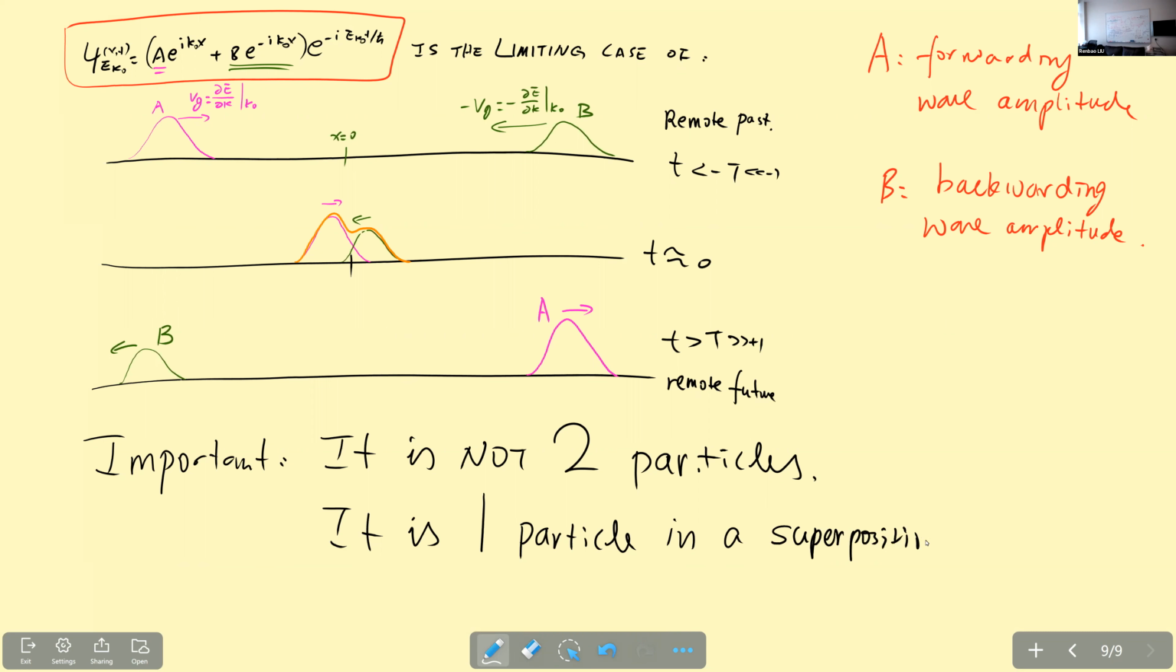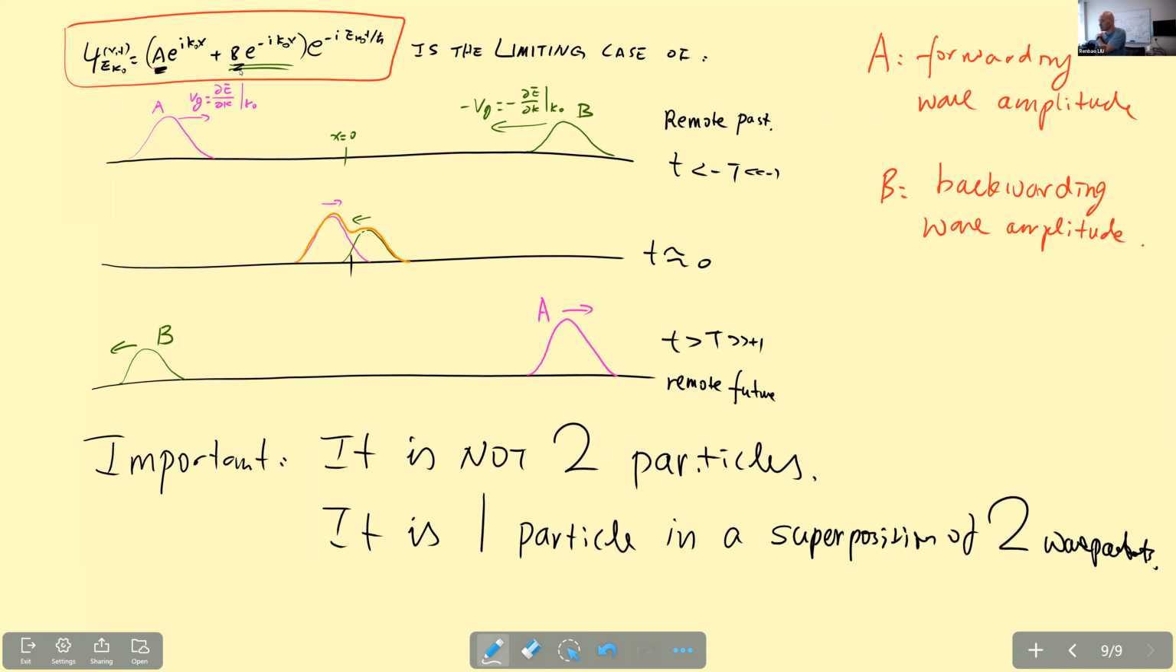Superposition of two wave packets. Okay, so this is something that you need to understand. It's not two particles. It's one particle, but with one possibility moving from left to right, with another possibility moving from right to the left. So it has a superposition of two wave packets. Because this is a wave function, you have two possibilities. One has amplitude A, another has amplitude B.